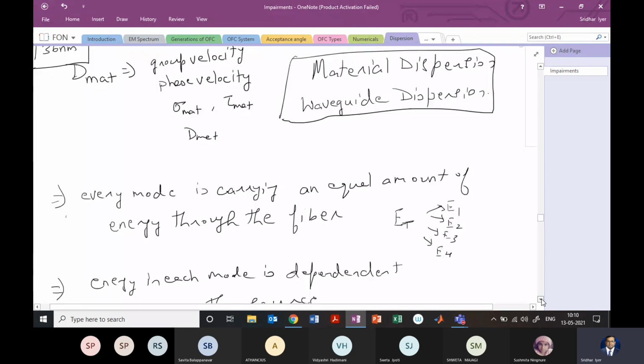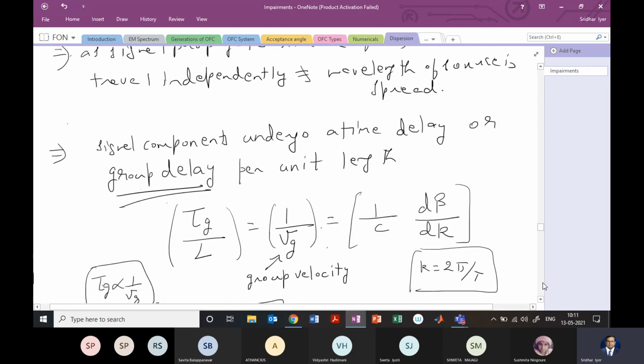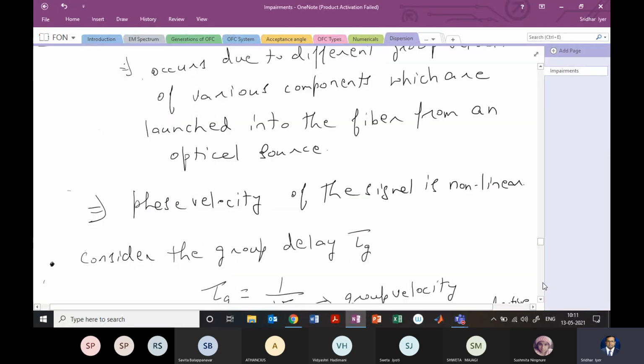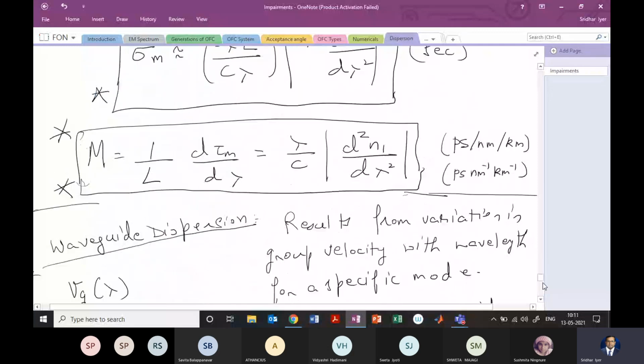Okay. So yesterday we looked at certain new aspects called the phase velocity and the group velocity, and how the energy in this single mode travels at different times, or with different velocity, therefore they reach the output at different times. Okay, so that leads to broadening. So we have seen this group delay per unit length of the fiber, how it is defined.